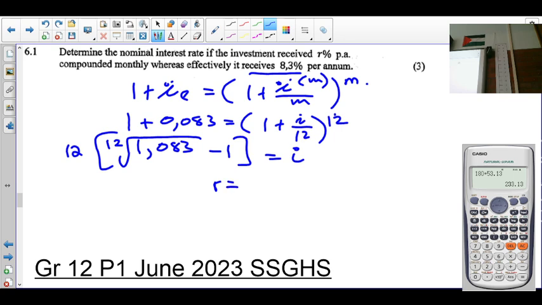Okay, so your rate is then equal to 1200 into the 12th root of 1,083 minus 1, or you can do it in parts as well, it's the same thing. Okay, so that gives you 8%. Alright. Let's go to the next question.